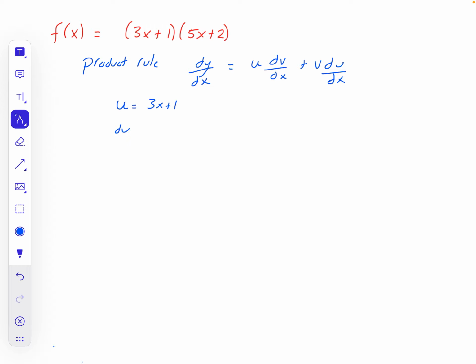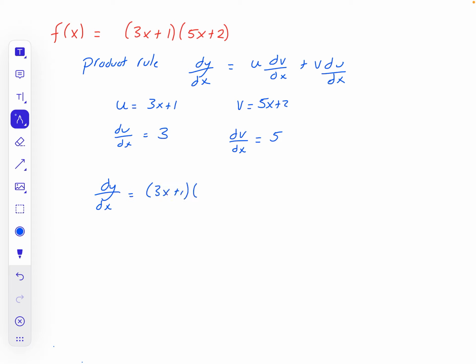So I'm going to write down that my u is the first part, so that's going to be 3x plus 1. And then I differentiate that to get my du dx, which is just going to be 3. My v is going to be 5x plus 2. And my dv dx is going to be 5. Numbers are a little easier here, just a little bit of a shorter question. So now we'll be able to find our dy dx.